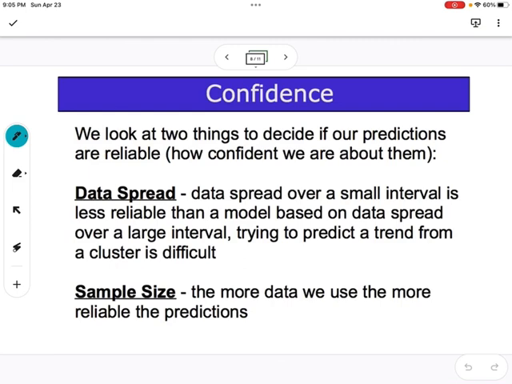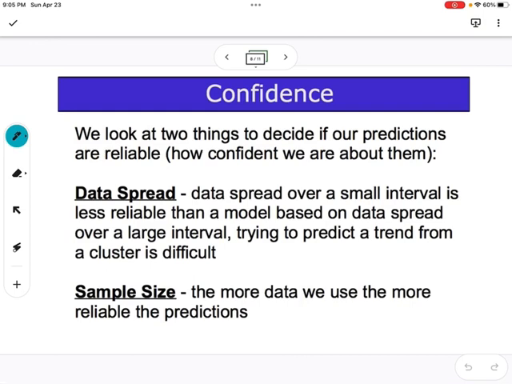We look at two things to decide if our predictions are reliable, how confident we are in the prediction. So the data spread. Data spread over a small interval is less reliable than a model based on data spread over a large interval. Trying to predict a trend from a cluster is difficult. Okay, so that could be saying if we collect something that happens on one day versus collecting the data over a bunch of days, over a month, over a year, that's what can make it more reliable.